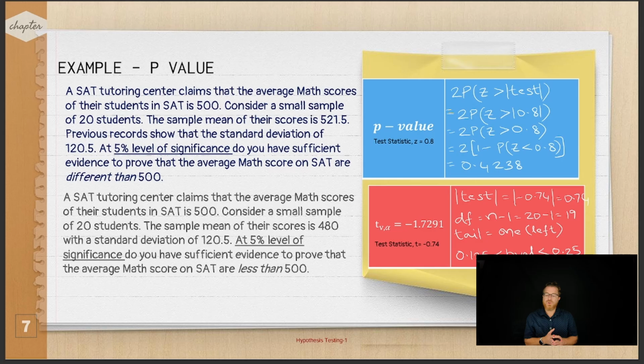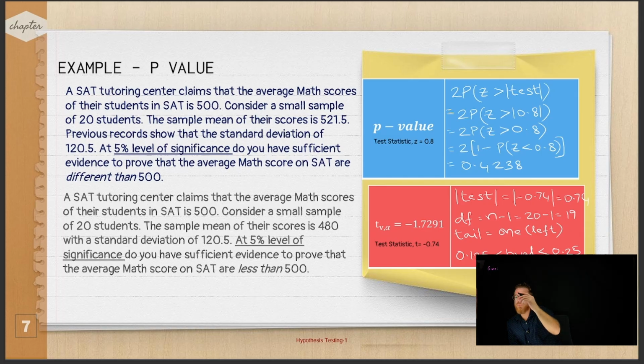The sample mean of their scores is 521.5. Previous records show that standard deviation is 120.5. At the 5% level of significance, do you have sufficient evidence to prove the average math score on the SAT is different from 500? Starting this, we have to consider what is our given information.